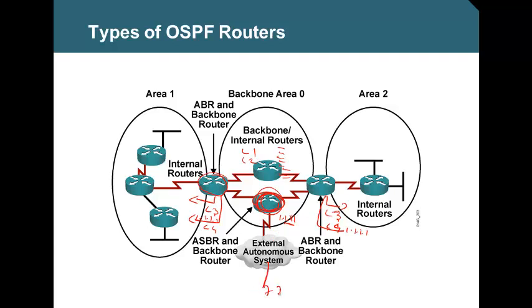Type 4 is carrying only the router ID of the ASBR. And who originates this? The ABR of the area which has got the ASBR in it. In our case, it is the ABR of area 0, because area 0 only has the ASBR.